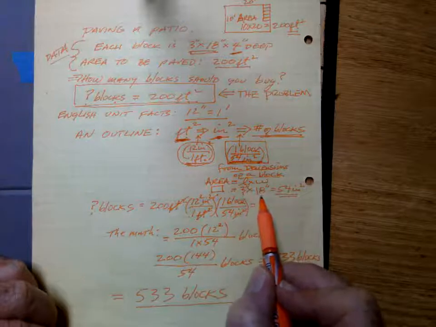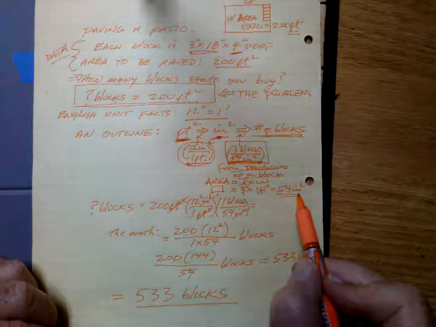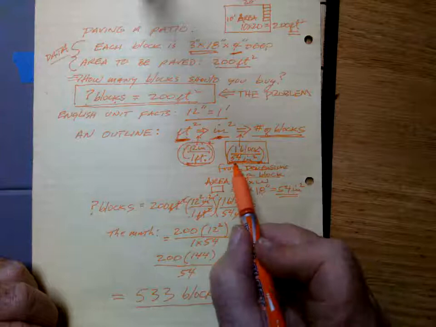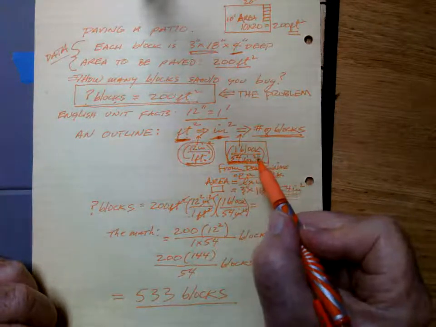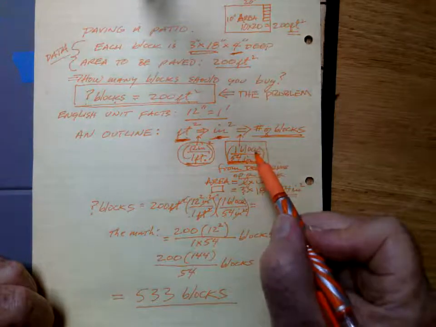It's a rectangle, so if I just multiply the length times the width, which of course is the same as the width times the length, 3 times 18, I would get 54 square inches. So that's how I got the 54 that I put in my conversion factor to go between square inches and a block.